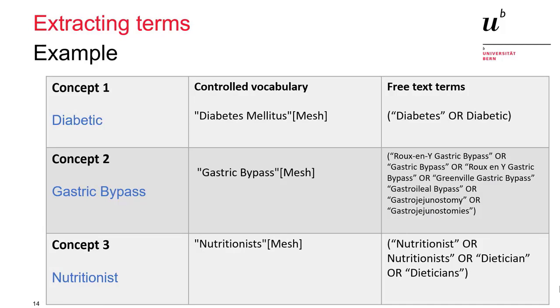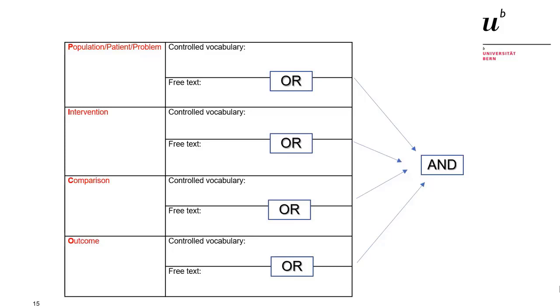Later on, we'll combine each of the full searches for each concept using AND, as shown in this. Each concept in PICO is combined using OR, and then all of the concepts together are combined using AND. You'll see an example of this in the next video when I show you how to search this in PubMed.